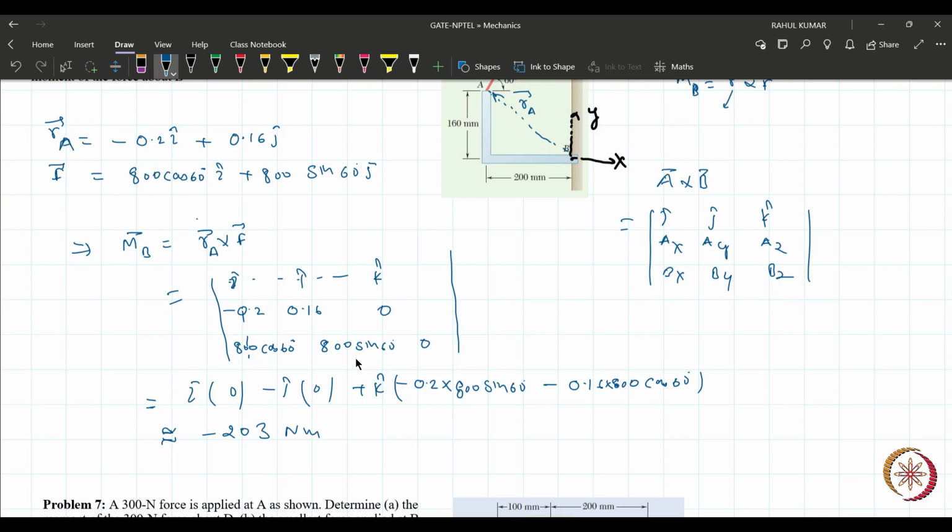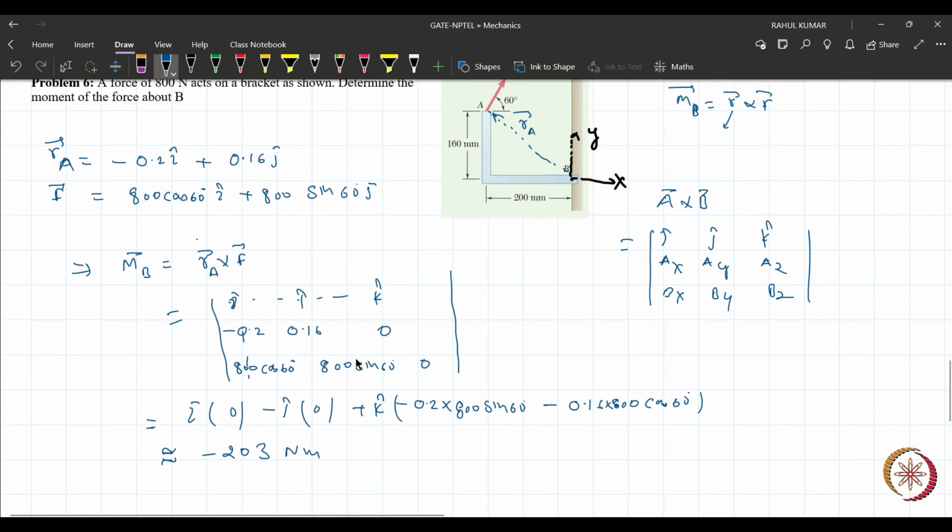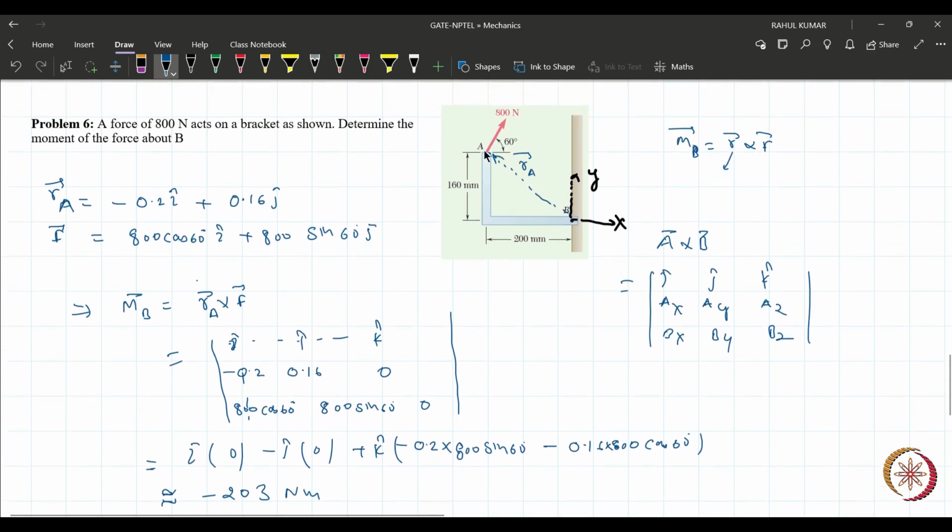So how to find that resultant direction? I mean, for the resultant moment direction? No, no. Where is the resultant? Okay, this you actually have to resolve, right? Clockwise or anti-clockwise. If you resolve it, then what will be the x component? 800 cos 60, and what is the y component? 800 sin 60. So that is the thing. Okay.